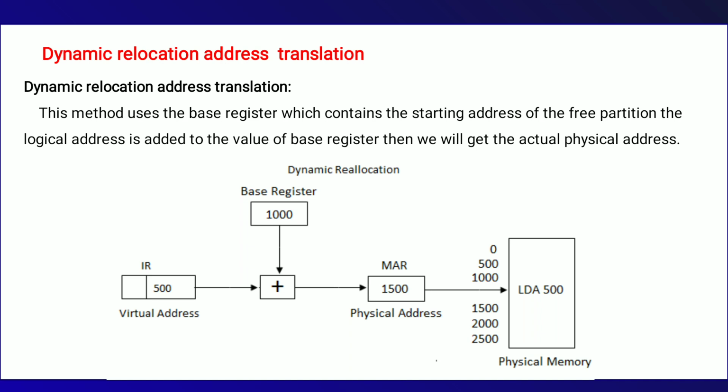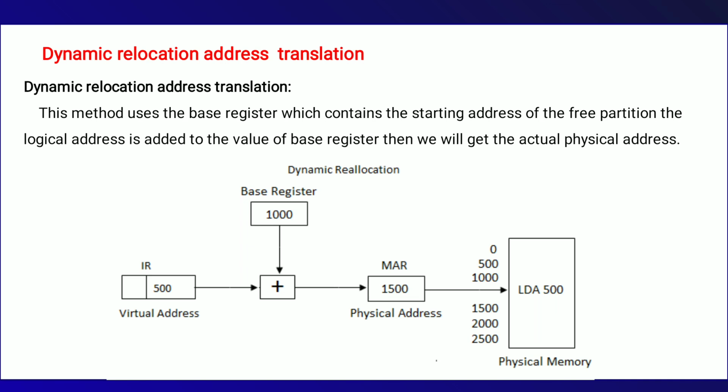Virtual address means the CPU generated address, which is called a logical address or virtual address. The physical memory address is the free space allocated, as in the base register. So the virtual address is added with the base register, carried out by the memory management unit, and it creates a memory address register. So the address will be 1500. In the space 1500, the process gets loaded.